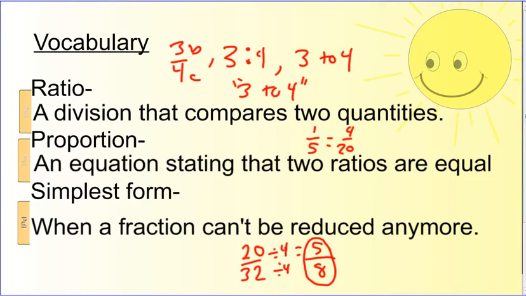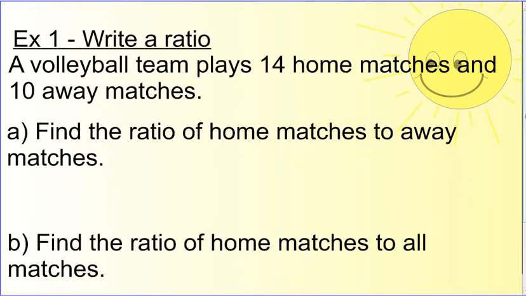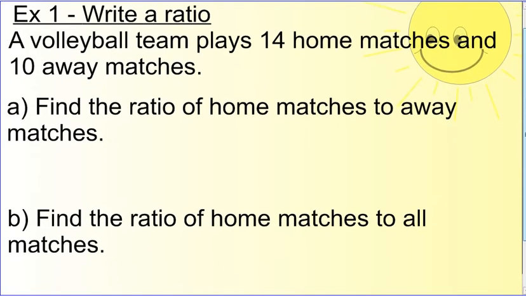Let's actually get into some writing and solving proportions. So the first thing we do is we're just going to write some. So number one says some information. A volleyball team plays 14 home matches and 10 away matches. So 14 at home, 10 away. Those are the important pieces of information. Find the ratio of home matches to away matches. Now we're going to have to write a ratio in the same order that they ask us.